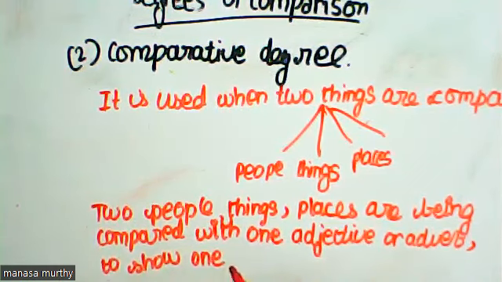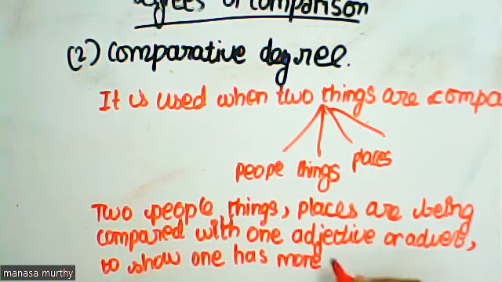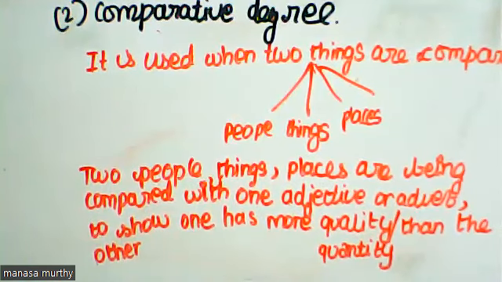To show that one has more quality than the other, one thing has more quality, more quantity than the other. It can be quality or quantity. One may have more weight than the other, or one may have a better quality than the other.